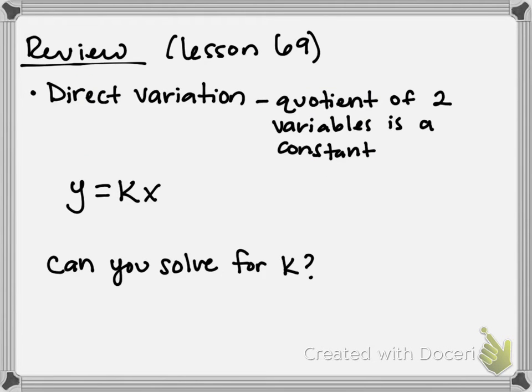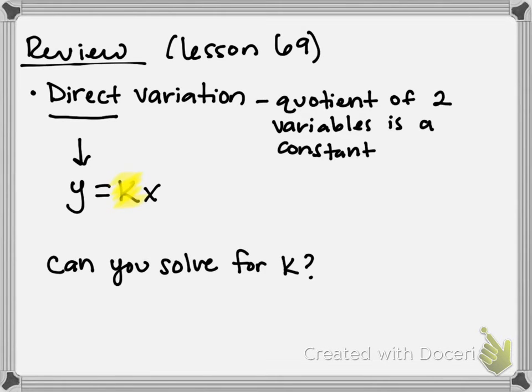Some quick review. This comes from lesson 69. Lesson 70 also has to do with direct variation. But when you hear direct variation, you should think of this formula here: y equals kx. So direct variation is a quotient of two variables. That quotient is a constant. So if we think about this formula, y equals kx, the k stands for constant.